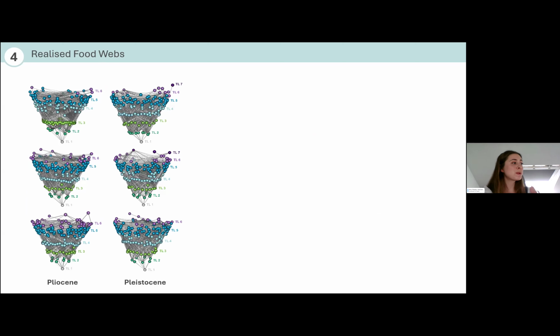And here's just a very, very small selection of some of my realized webs for the Pliocene on the left and the Pleistocene on the right. And immediately, the biggest difference between these webs and the meta-community webs is that all of a sudden we have a lot more taxa in our trophic level 6 and even a few in trophic level 7. So this is kind of an inherent factor of when you're randomly moving links, because for some of the nodes, you're now creating much longer chains for them to reach the primary node. So you are increasing their trophic level. And because of this, we don't use these realized webs to infer specific positions of taxa, but we use them more for just understanding the metrics and motifs.